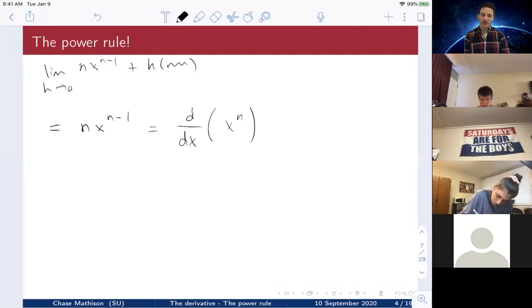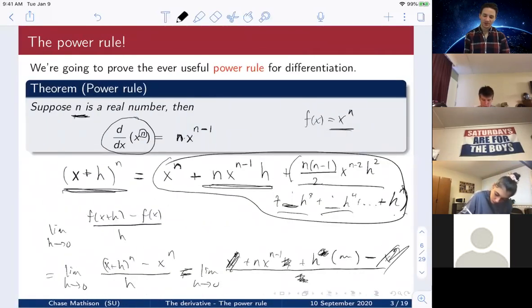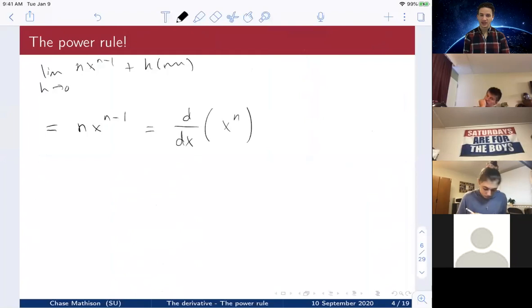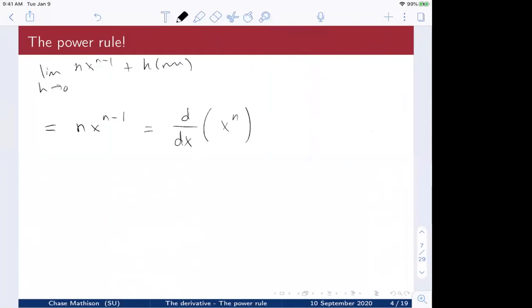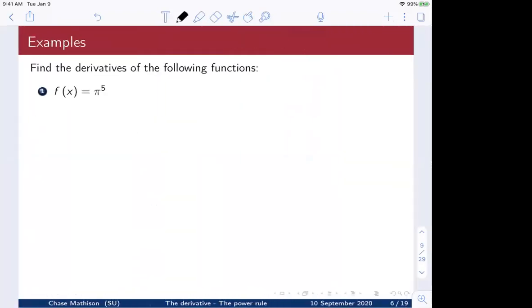Are there any questions about this? I know the binomial theorem part requires some trust that I'm not just making that up. But other than that, did everything make sense to you guys? Okay, so I had an extra page. There we go. So let's use the power rule to find the derivatives of the following functions.